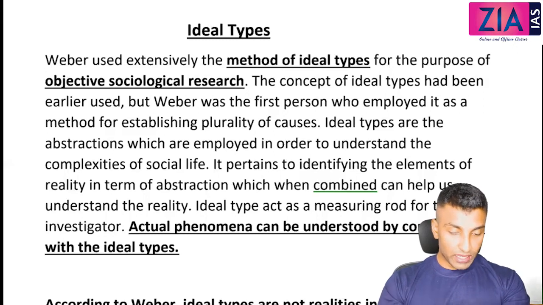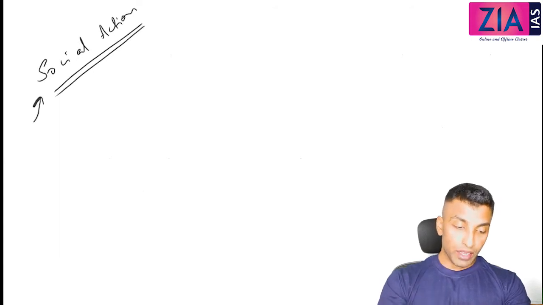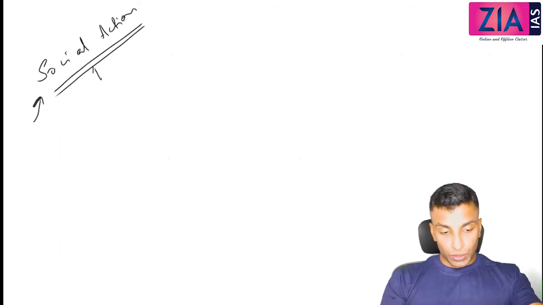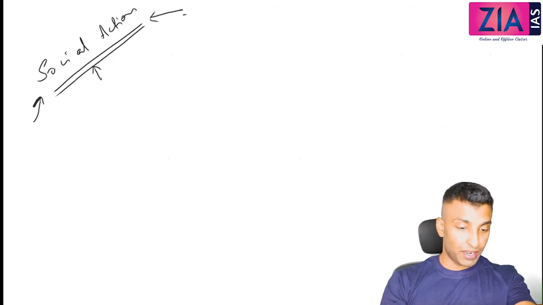Okay, so we will start with this new concept, that is ideal types. And if you remember, in the previous session, we have discussed social action, and we have understood the subject matter according to Weber in terms of social action. So, sociology, what is the subject matter? According to Weber, it is basically to study the social action. And according to Emile Durkheim, we have seen it is to study the social fact.